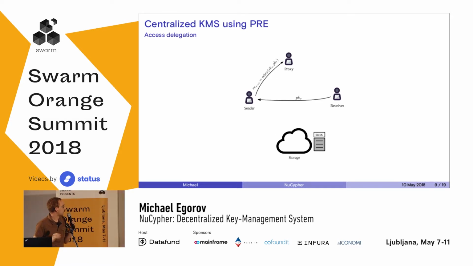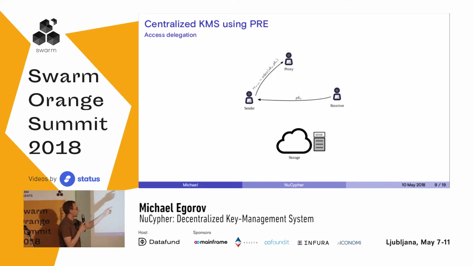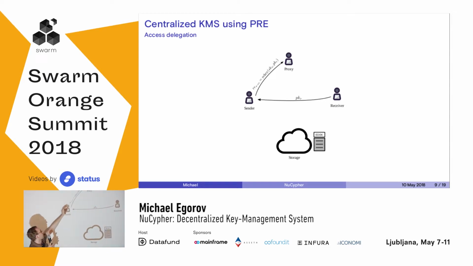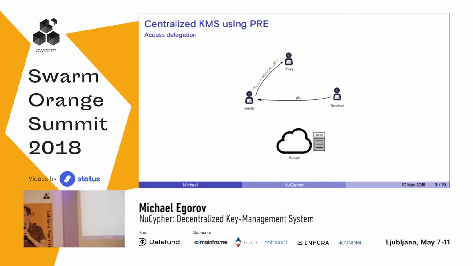And now, let's say the sender grants access to the receiver. How does it work? The sender takes the receiver's public key and calculates the re-encryption key from the sender's private key and the receiver's public key.